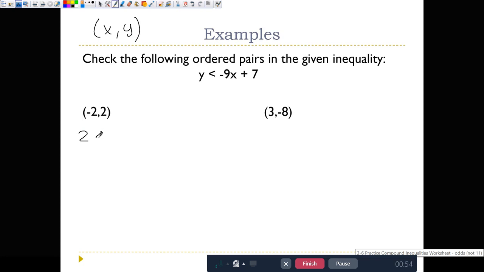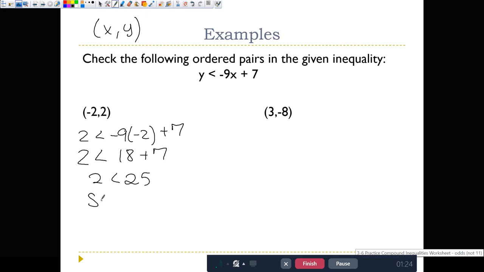So 2 is less than negative 9 times negative 2 plus 7. So 2 is less than negative 9 times negative 2, which is going to be 18. So 18 plus 7 is 25. And 2 is less than 25. Is that a true statement? Yeah, so this is a solution.